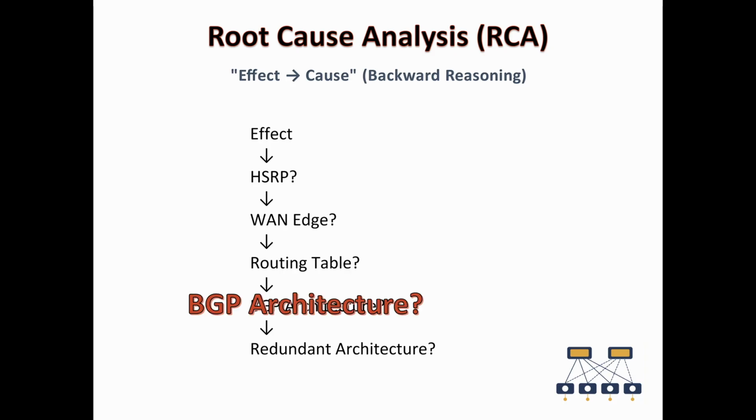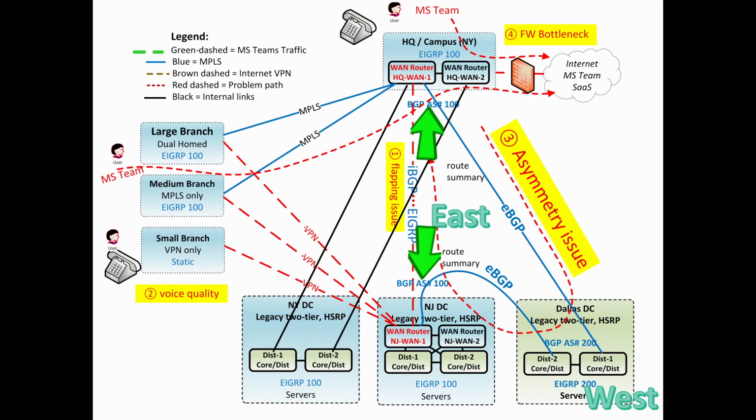Let's see. Is the BGP architecture design the root cause? Here, the business views New York and New Jersey as two different sites. But the BGP architecture actually treats New Jersey and New York as a single routing domain. The BGP architecture assigns the same BGP AS100 to both New York and New Jersey, and builds iBGP between them. As a result, the routing protocol at Dallas can't distinguish New York and New Jersey as two sites. It leads the return traffic to exit to New Jersey. As a result, the routing asymmetry is created. Therefore, the BGP architecture is a root cause of the routing asymmetry.